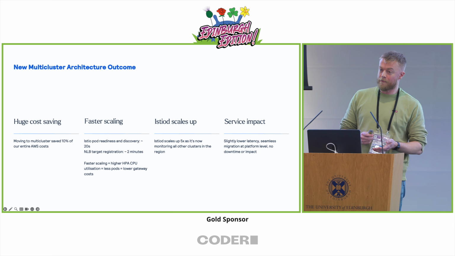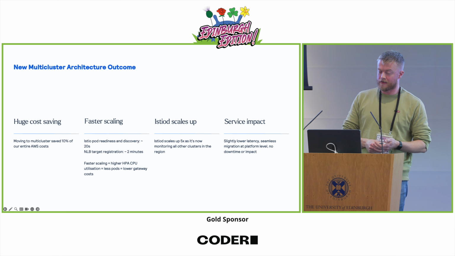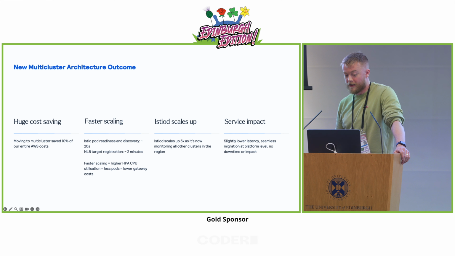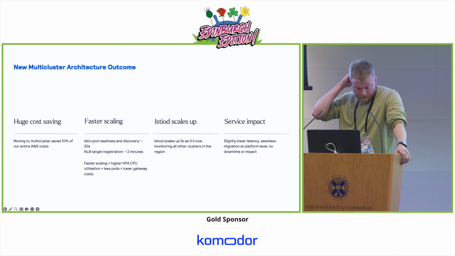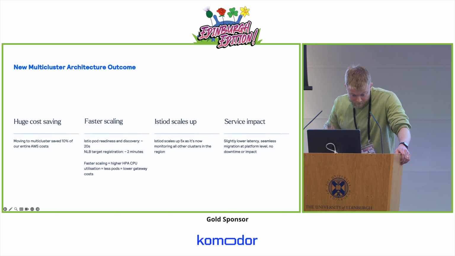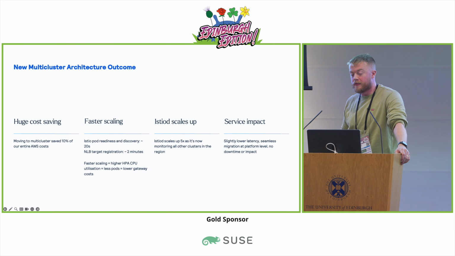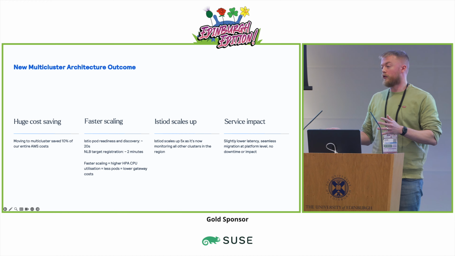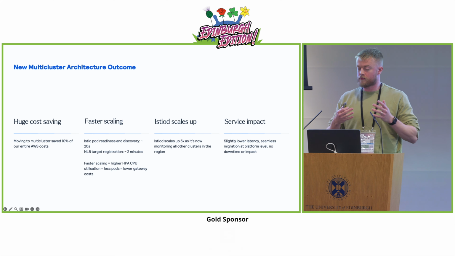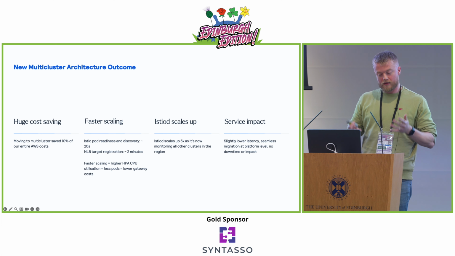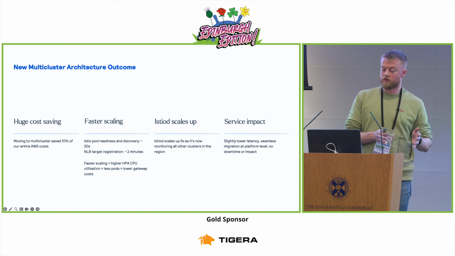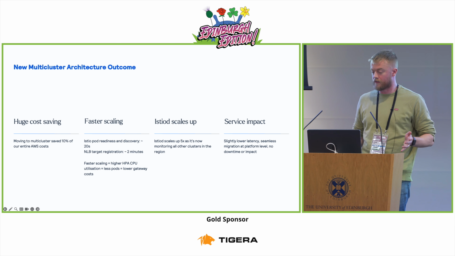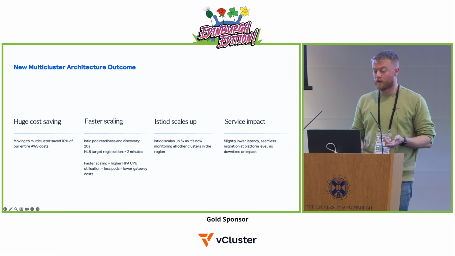Implementing multi-cluster saved 10% of our entire company-wide AWS costs, which is quite a lot of money. It also helped our scaling. When we had NLBs, it would take us 2 minutes for a new default gateway pod. We use Spot, we use Karpenter, everything moves around a lot, it scales up and scales down. It would take us about 2 minutes for a new gateway pod to register to this NLB, and that's quite a lot of time. So now with multi-cluster, it's about 20 seconds.